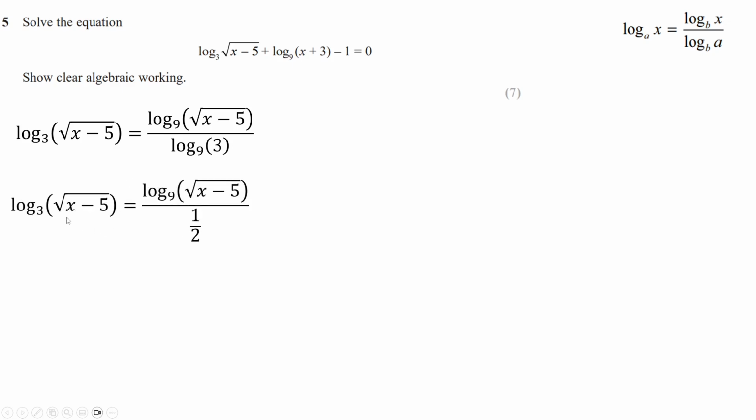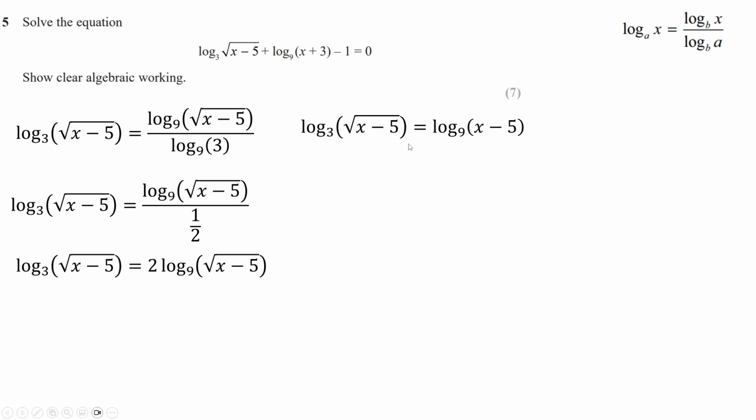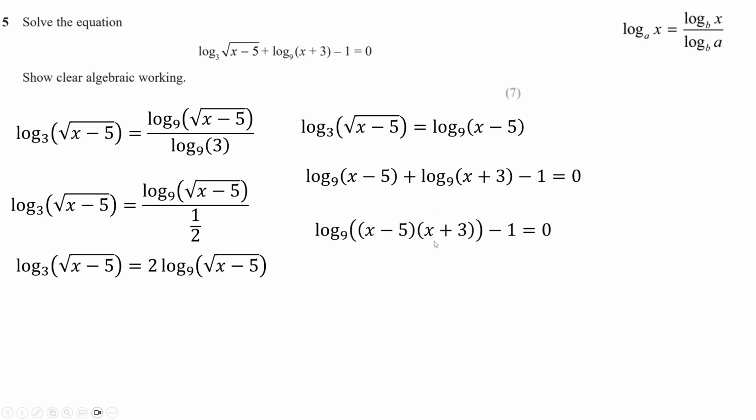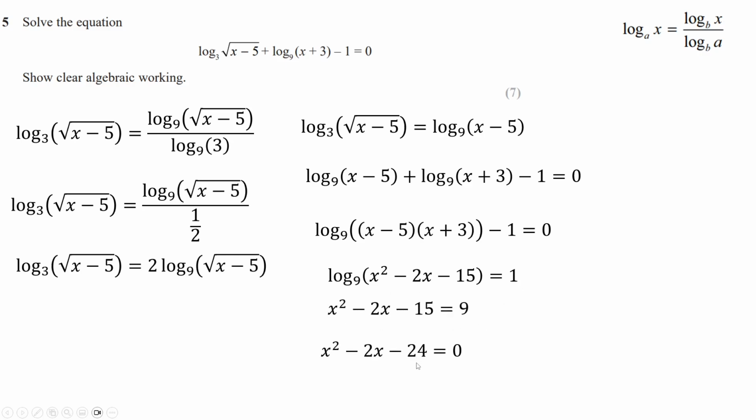You get log base 3 of root x minus 5. So this part here, I'm going to change this, is 2 log base 9 of root x minus 5. And now I'm going to replace this here with that here to get this. And then, because if you just use your log rules, you can multiply the inside here because you're just adding logs of the same base. You'll get this. This is x squared minus 2x minus 15. Raise everything to the power of 9. So you do 9 to the power of this, and then 9 to the power of that. You'll get this. Subtract 9 from both sides to get that. Factorize that to get this. x equals 6, x equals minus 12.